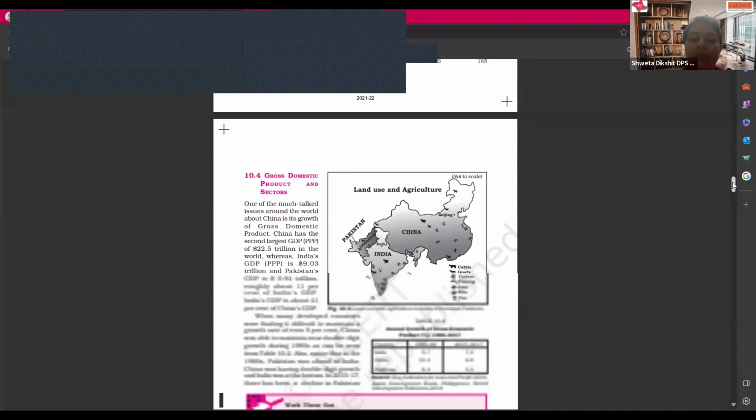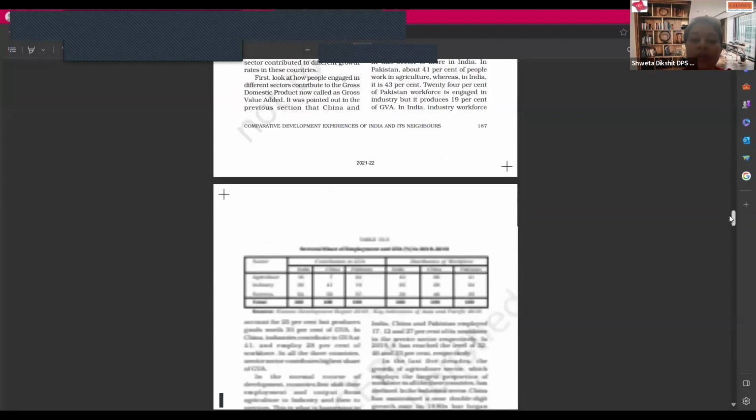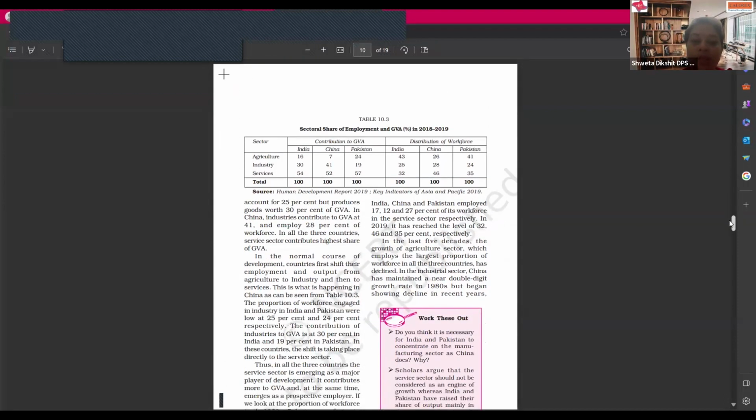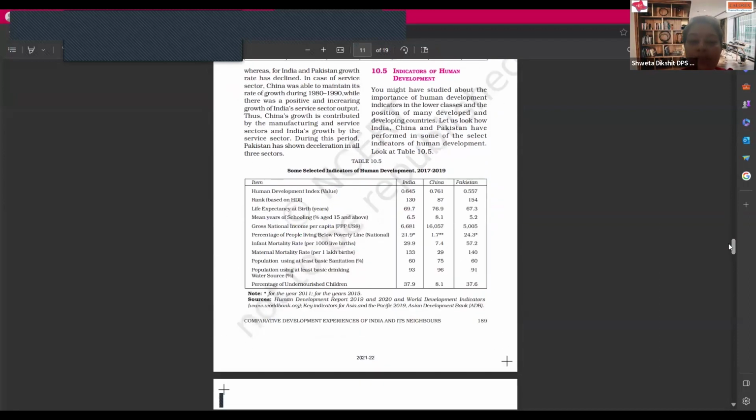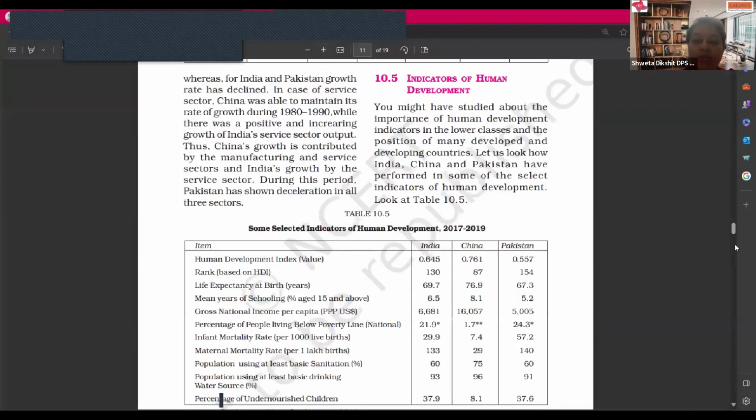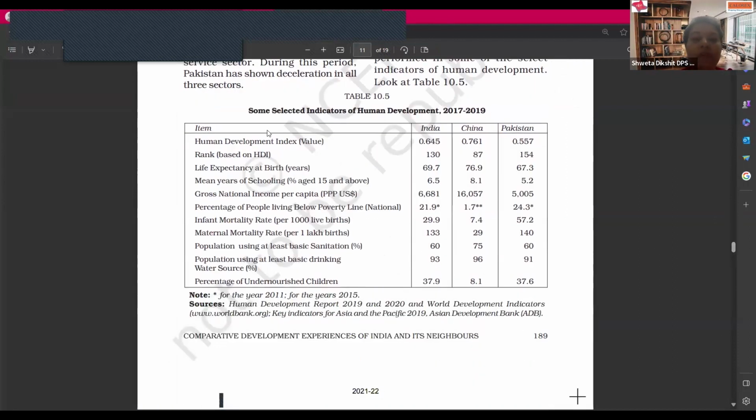I hope the table is visible to you, the screen is visible to you, children. Here we can see the demographic status of the economies. It's there on the screen. I would like to enlarge it so that you can see. I just wanted to show this to you so that you can refer to this table when preparing for your exam. So this is table number 10.5.